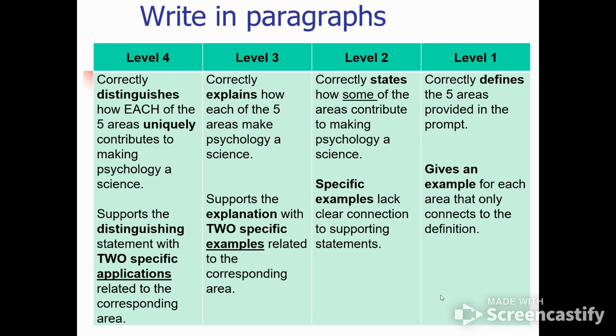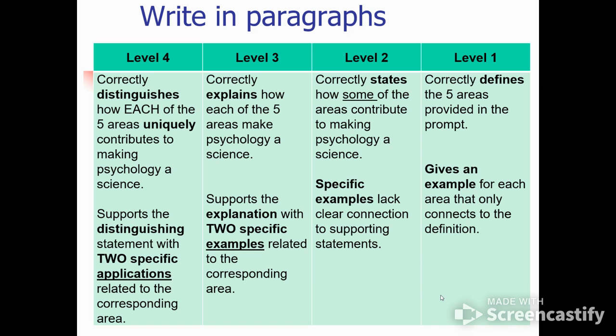Okay, so write in paragraphs. Again, this is the actual rubric that we'll be using. So you can see level 4. How does each of the bulleted areas actually make psychology a science? And do you have 2 examples to back that up? Okay. Level 3, I'm applying the different levels of psychology. That's still an A, or those different bulleted areas, excuse me, but I'm not quite distinguishing among them. So that's the difference between a level 4 and a level 3.